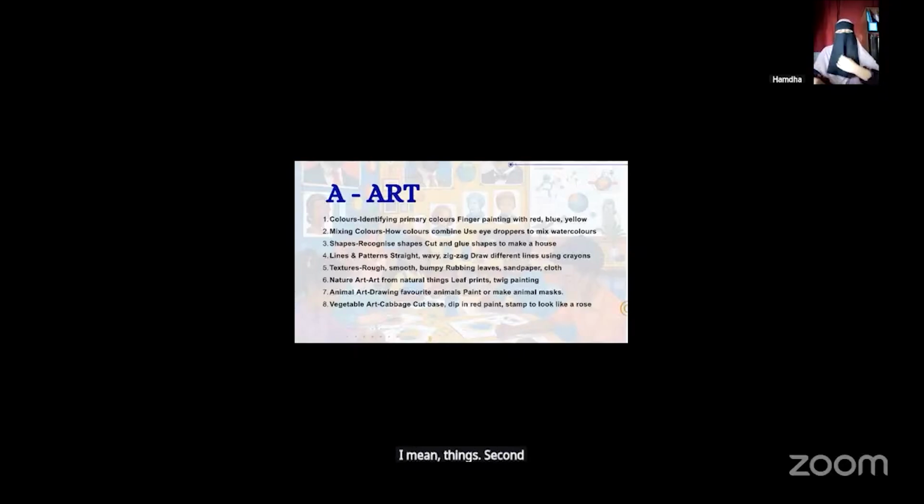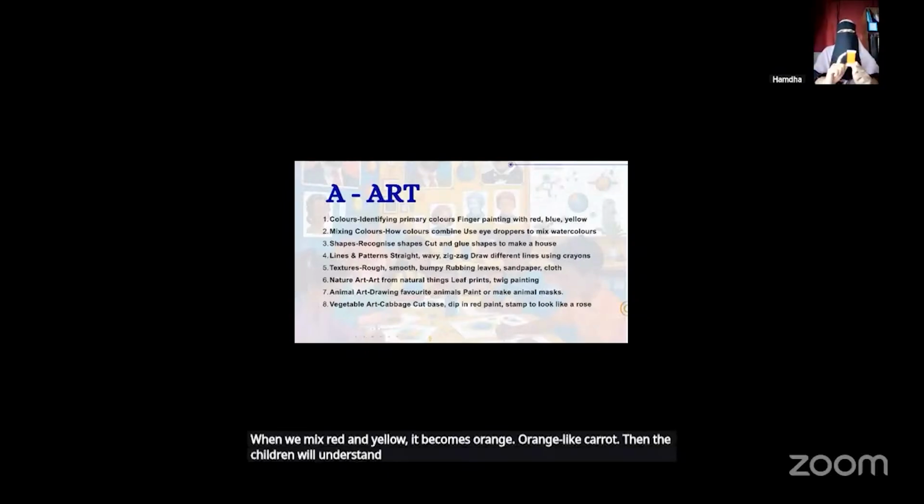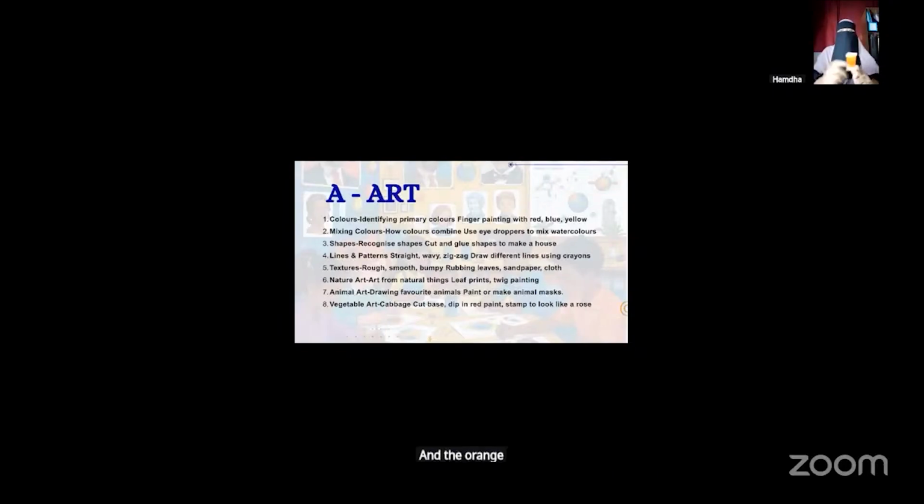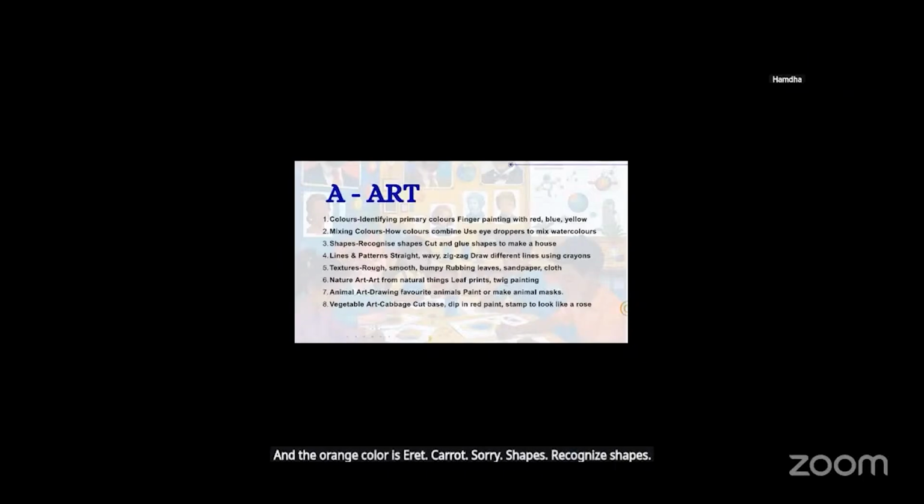The second thing is mixing colors, how colors combine in an activity. We can do mixing colors practically in our classroom. I will tell an example. When we mix red and yellow, it becomes orange. Orange like a carrot. Then the children will understand this is orange, and the orange color is the carrot. Shapes: recognize shapes. Help children identify, name, and use basic shapes like circle, square, triangle, and rectangle.